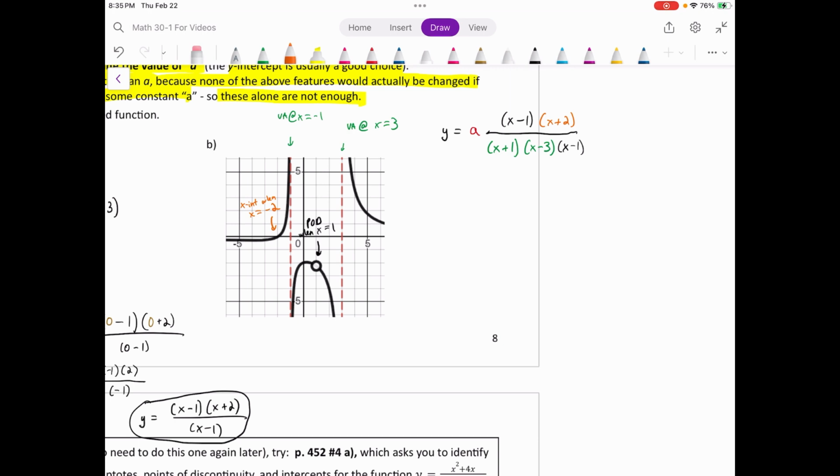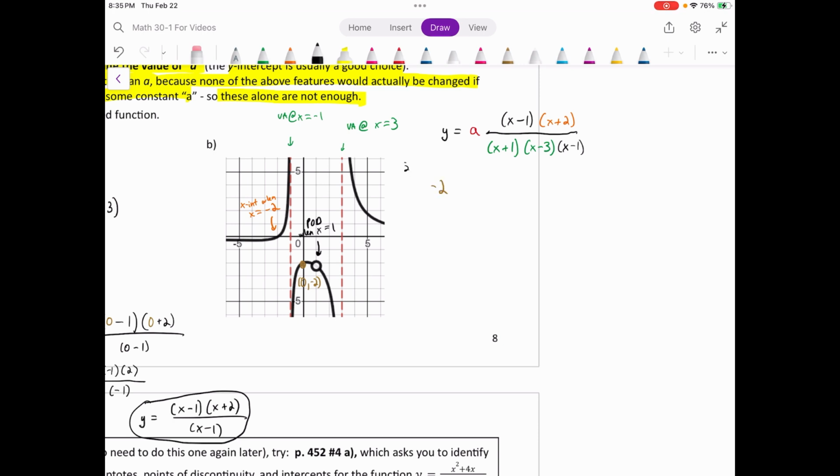Look how much of the equation we have already. We've got almost all of it. It's just a. How can we get a? Pick a point. Once again, our y-intercept is nice and easy to see, so I'm going to use that one. So it looks like our y-intercept is at 0, negative 2. And again, it just makes the math nice when x is 0.